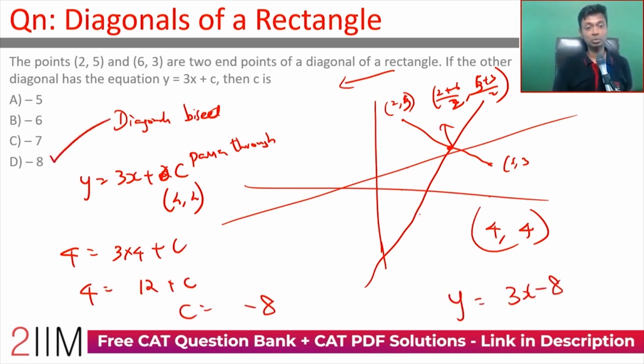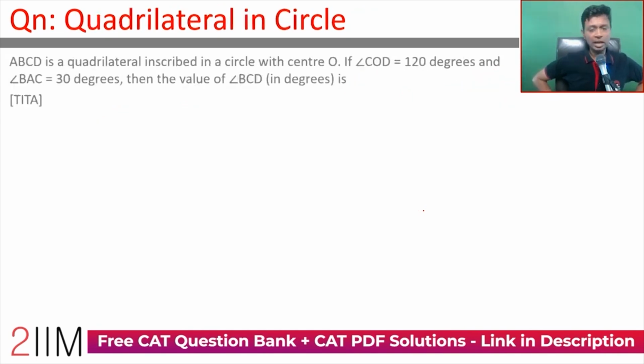And wonderful question. So we are effectively using the idea that the diagonals of a rectangle bisect each other. That's all we need to do. That means this diagonal y equals 3x plus c passes through the midpoint of the diagonal 2, 5, 6, 3. Once you know that, you're through.